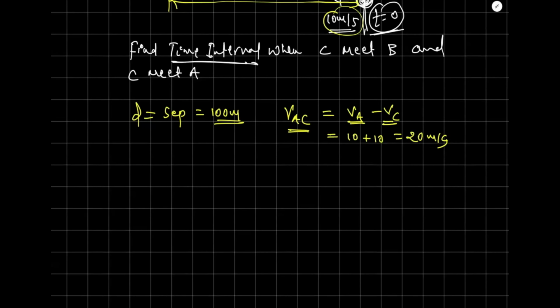Now we know that time is going to be d by v relative, or we can say the separation divided by relative velocity. Our separation is 100 meter and the relative velocity is 20 meter per second. So your answer will be 5 seconds.